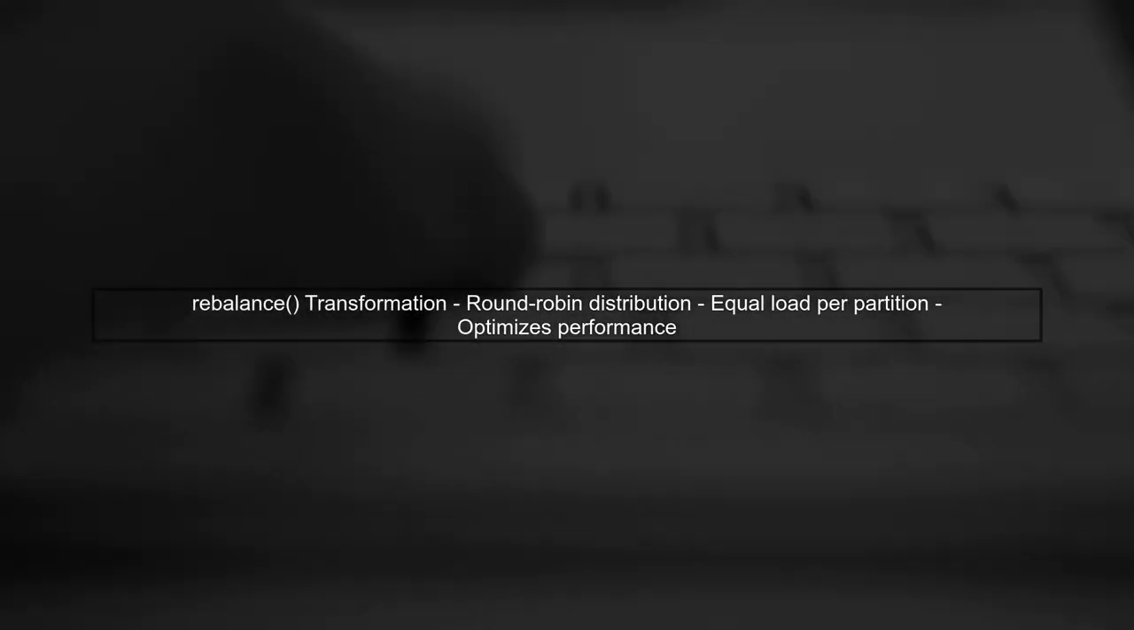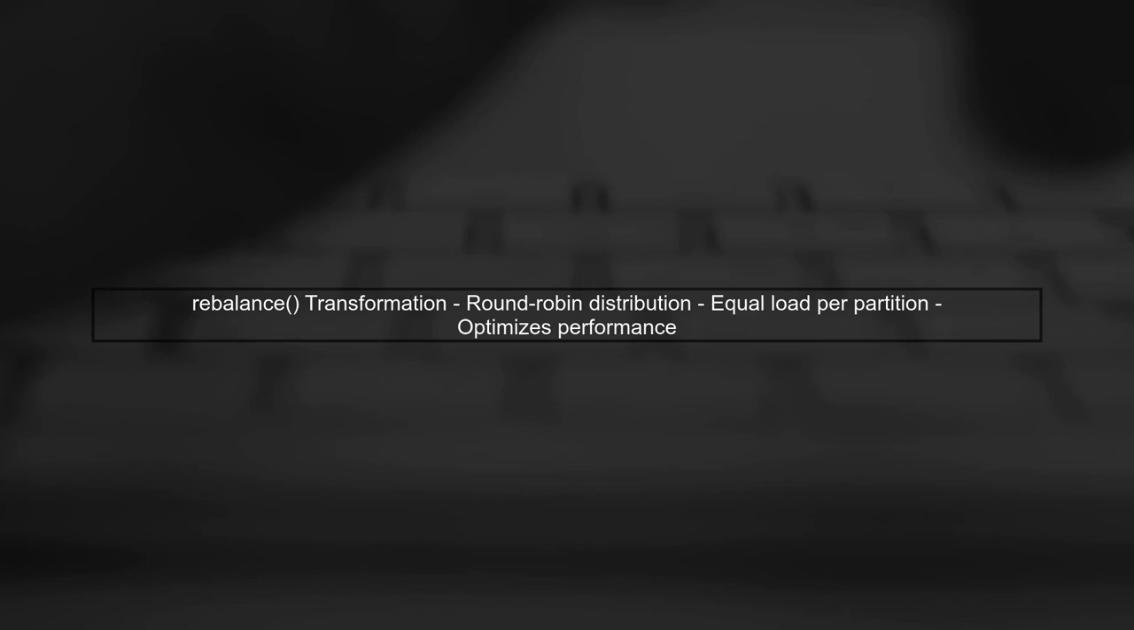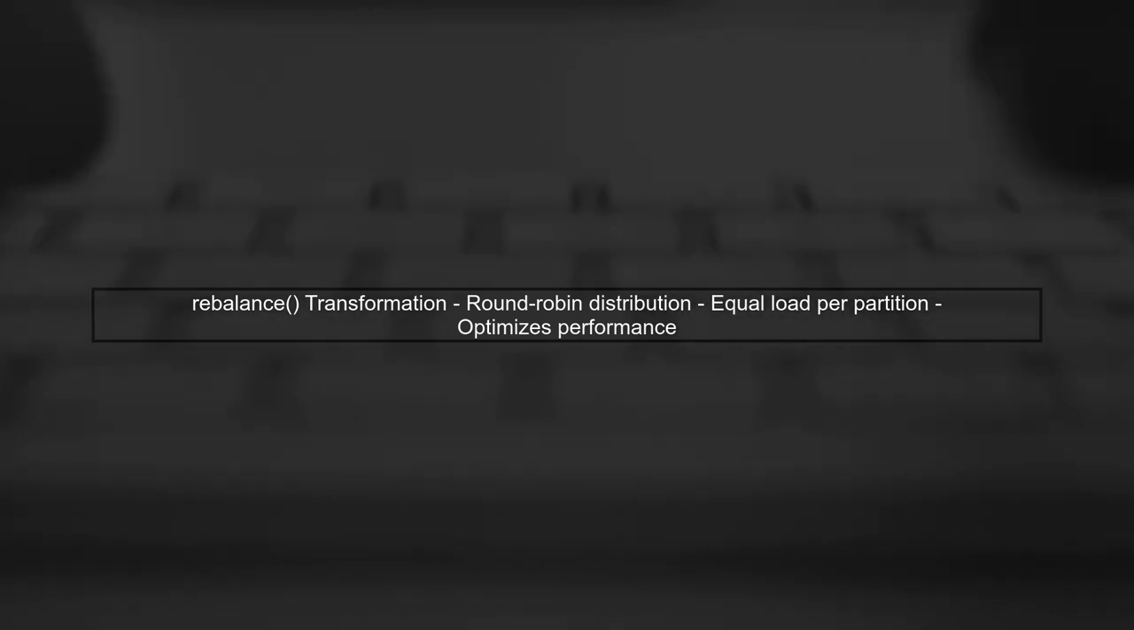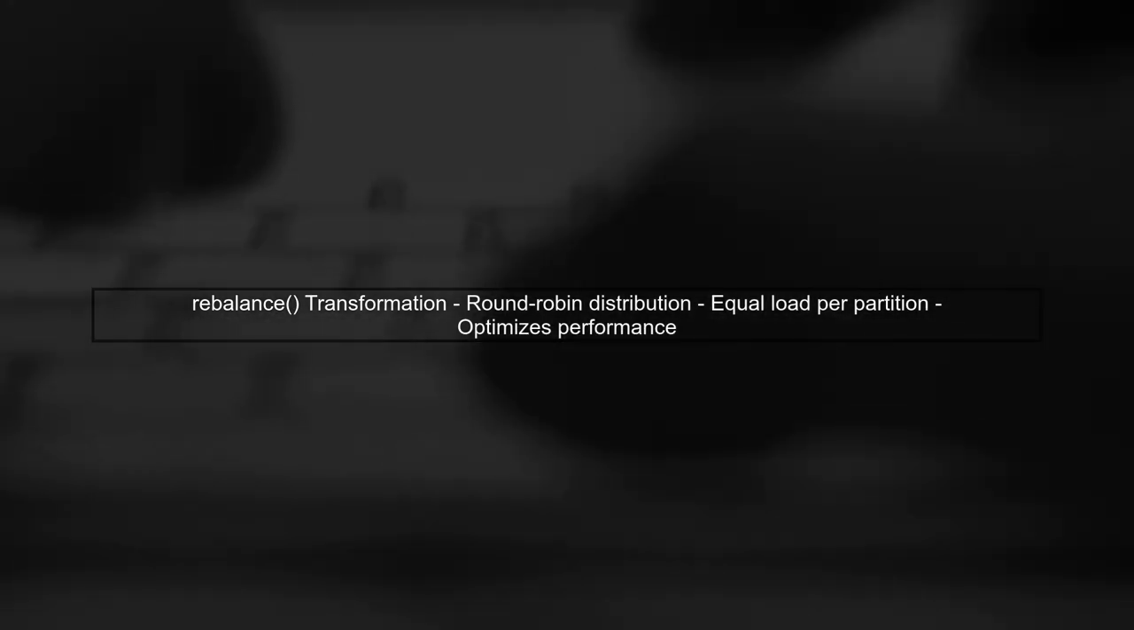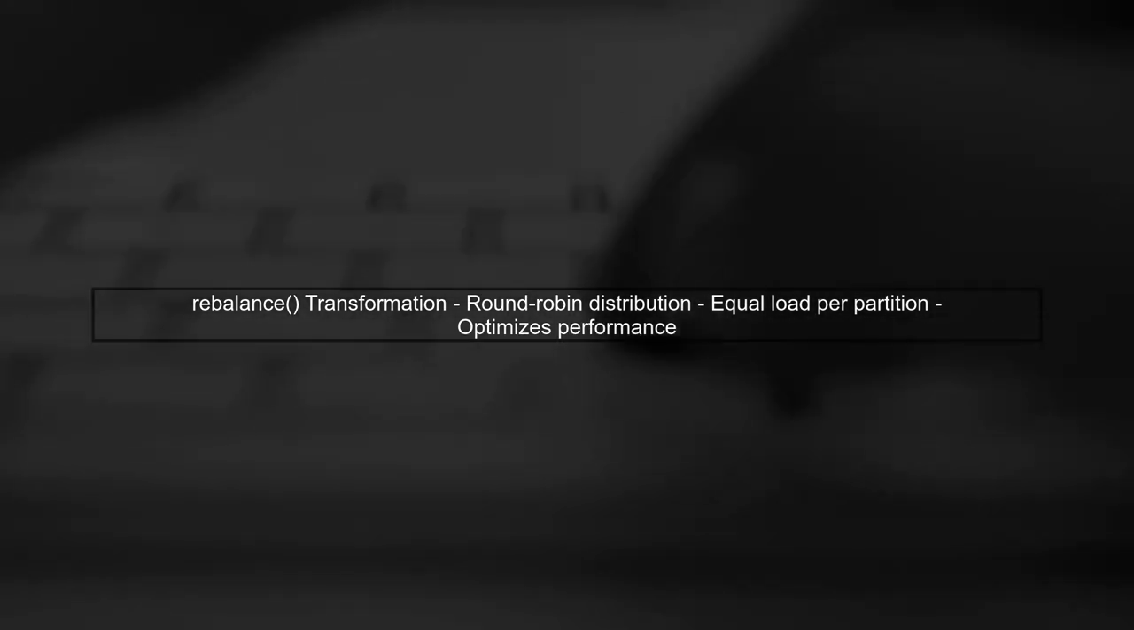On the other hand, the rebalance function distributes elements in a round-robin manner. This ensures that each partition receives an equal amount of data, which helps to optimize performance, especially in cases of data skew.